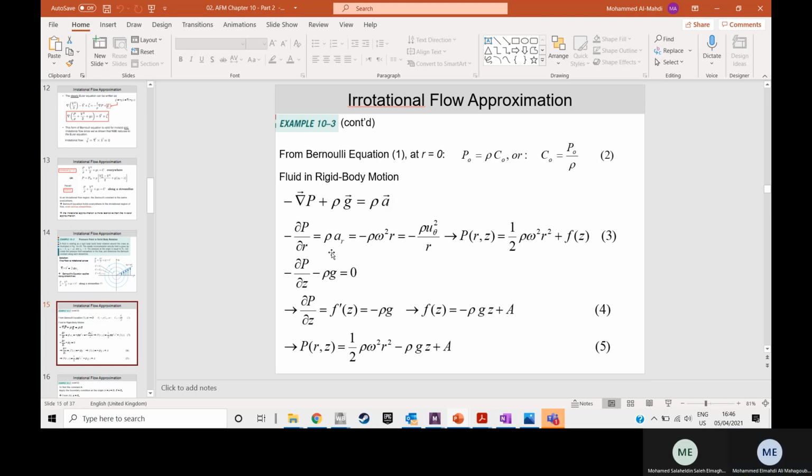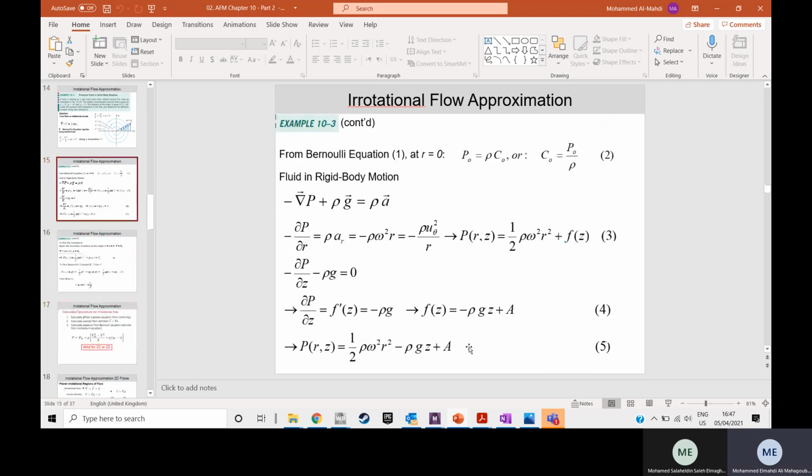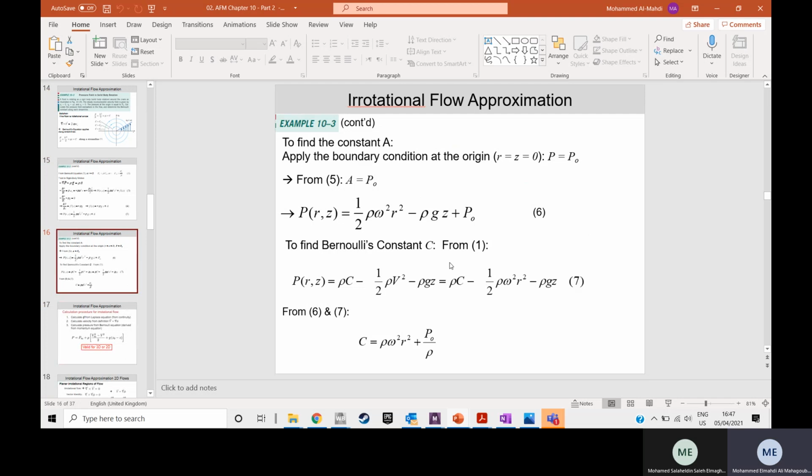the pressure. What is the gradient of the pressure there? It will be a first order ordinary differential equation. Calculate now the pressure, and you have boundary conditions, so you can calculate this function of z. That's it. And then he asks you to find the constant of Bernoulli's equation.